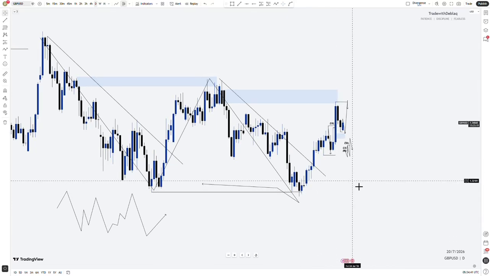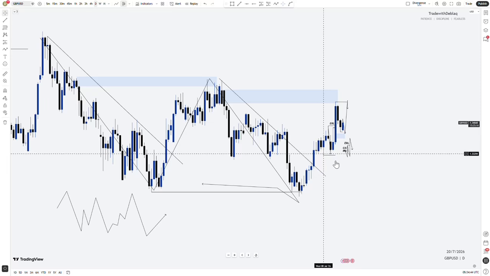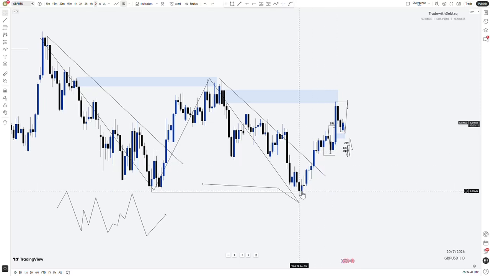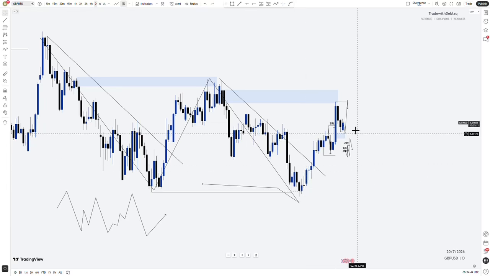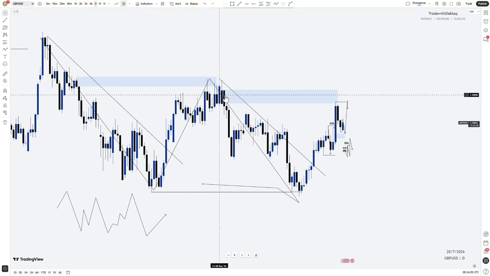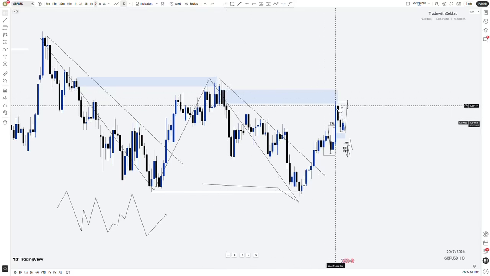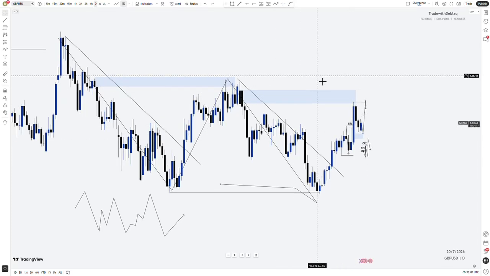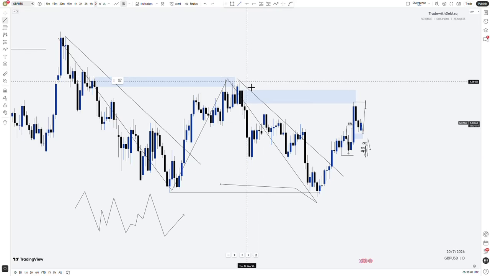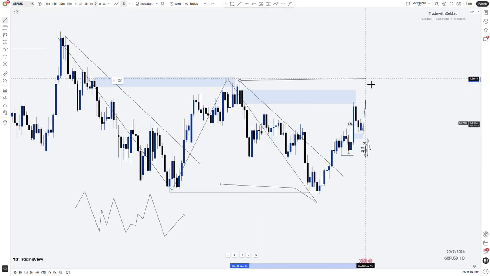So I think this minor liquidity sweep is here, and I think all this zone is just for price to pull back, then continue the move till I take out this high.